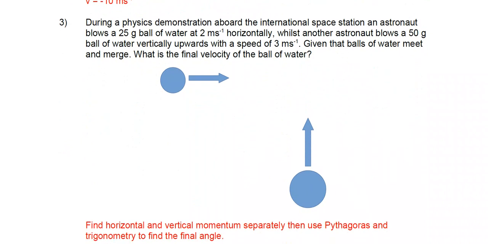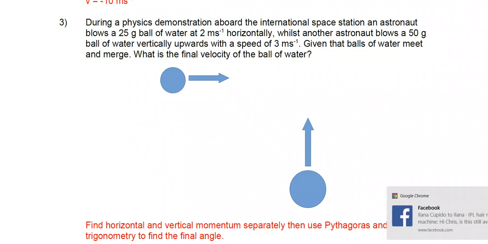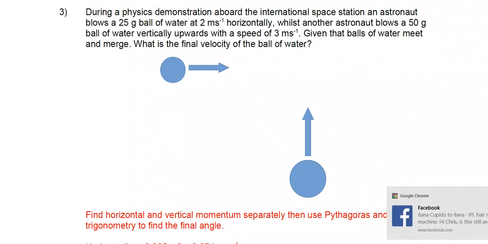Okay, number 3. During a physics demonstration aboard the International Space Station, an astronaut blows 25 grams of water at 2 meters per second horizontally, while another astronaut blows 50 grams of water vertically with a speed of 3 meters per second. Given that the balls of water meet and merge, what's the final velocity of the ball of water?